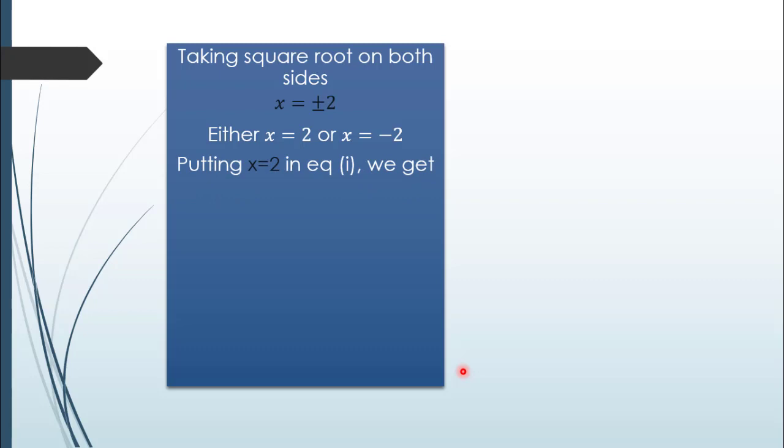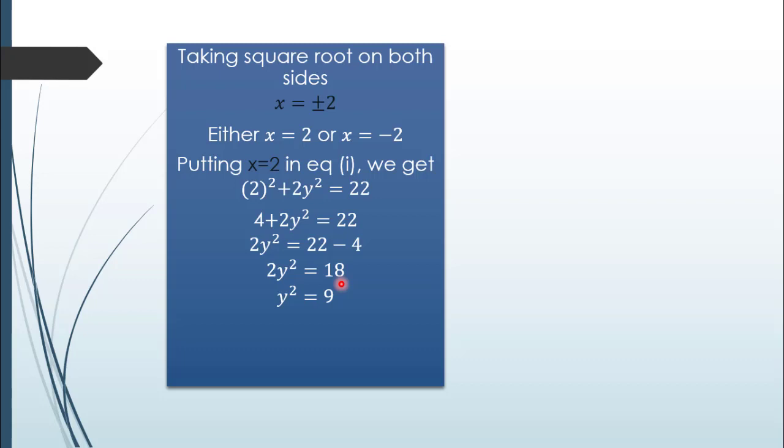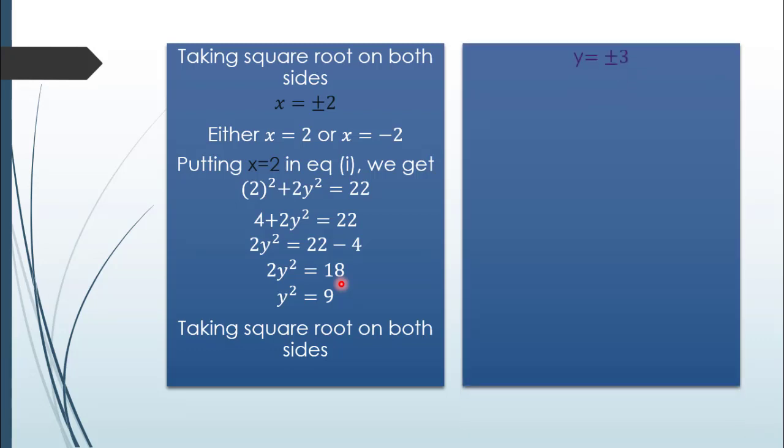Putting x is equal to 2 in equation 1, we get 2 square plus 2y square is equal to 22. 2 square is equal to 4, plus 2y square is equal to 22. Taking 4 from the left hand side to the right hand side, we get 18. So 2y square is equal to 18. Dividing this equation by 2, we get y square is equal to 9. Taking square root on both sides, we get y is equal to plus minus 3.